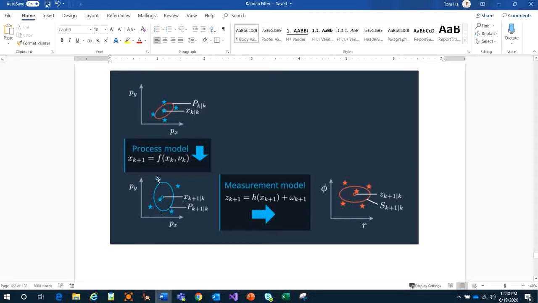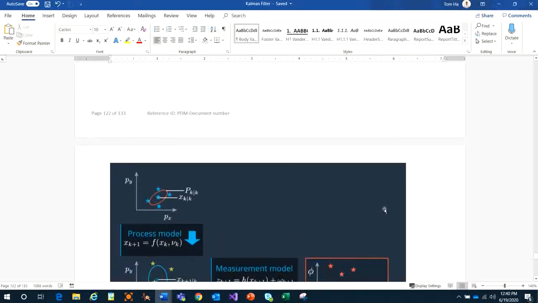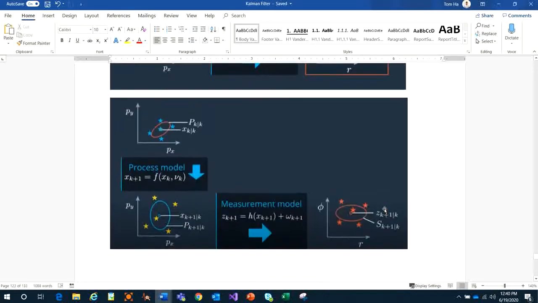We reuse the predicted sigma points from the last step, and we pass them through the measurement model to get the predicted measurement sigma points right here. And after that, we use the formula to calculate Z, the predicted measurement, and the covariance matrix S. So you can see here, we can use the predicted sigma points from the last step and apply them to this step.